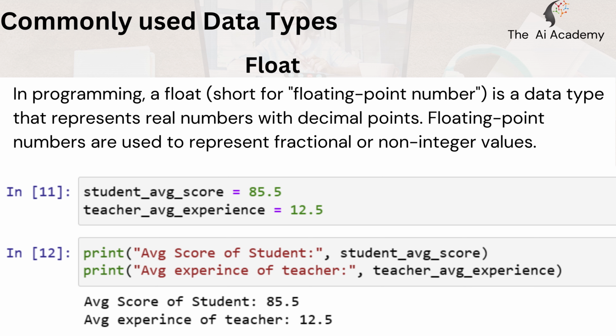teacher_average_experience = 12.5. In this line, we are creating a variable and assigning it the value 12.5. Similar to the previous line, the value 12.5 contains a decimal point, so Python automatically treats it as a float data type. After this assignment, the variable holds the floating point value 12.5.